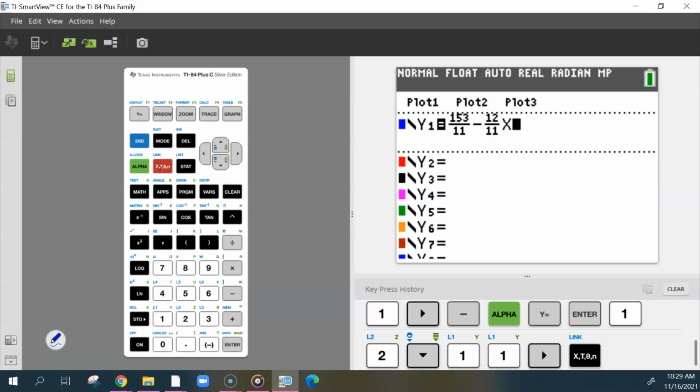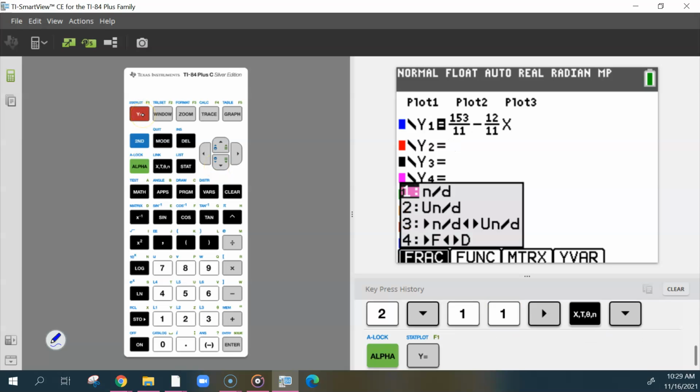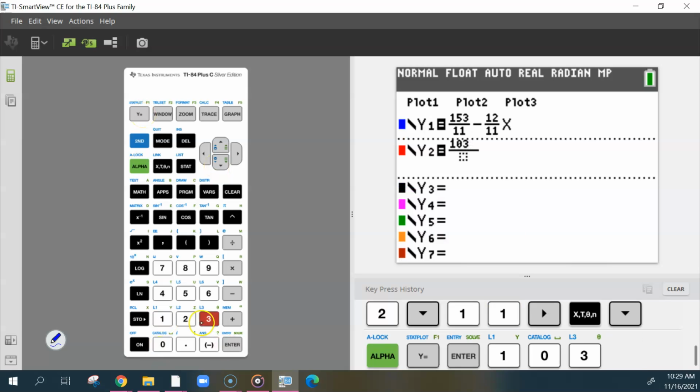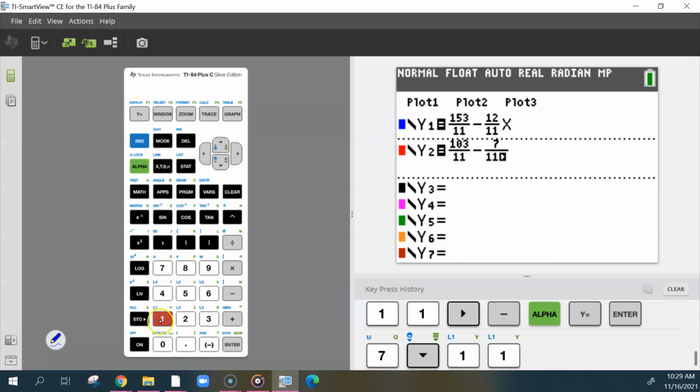And then I'm going to do the same thing and graph the other one. Alpha, Y equals, 103 over 11 minus, Alpha, Y equals, 7 over 11 x.